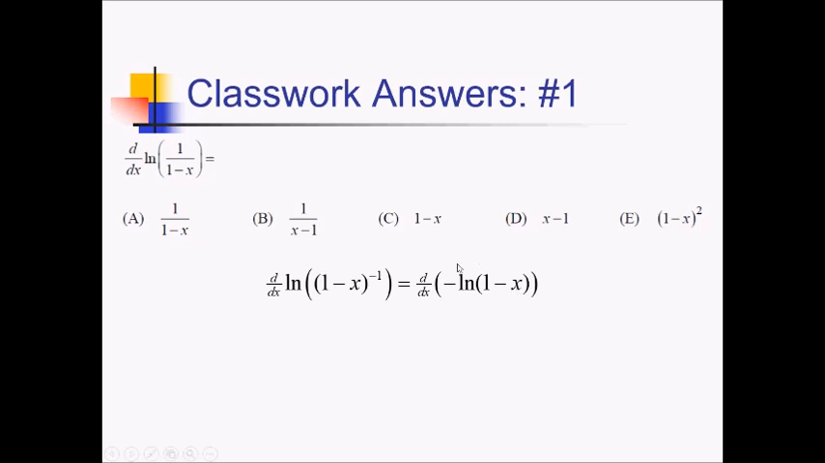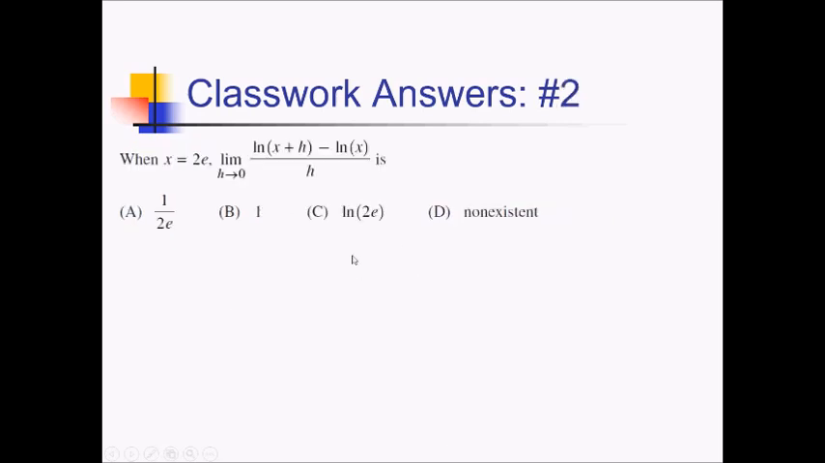Okay, well this is just going to be negative 1 over 1 minus x times the derivative of 1 minus x, which is negative 1, so be careful with that. That all multiplies out to positive 1 over 1 minus x. So that's going to be, let's see, pick it carefully here because A and B look kind of the same. It's going to be choice A.